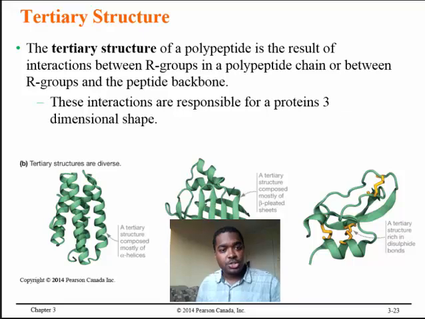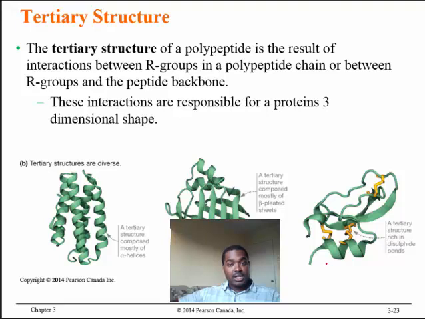The tertiary structure of a protein is the result of many interactions between the R groups, or it can be an interaction between the R group and the peptide backbone. This gives proteins a more three-dimensional shape.